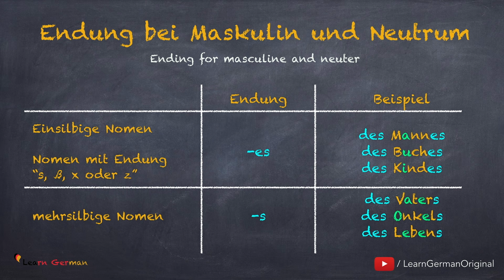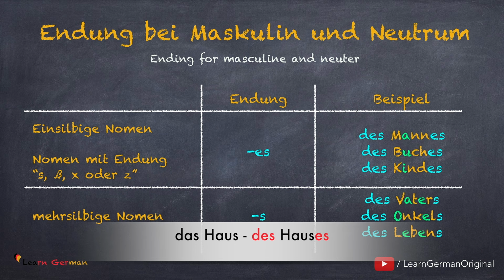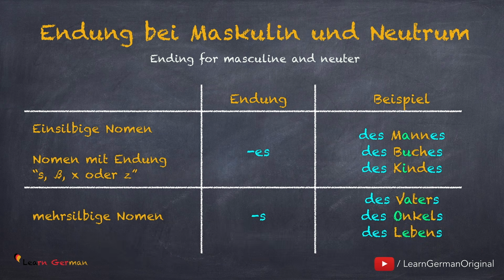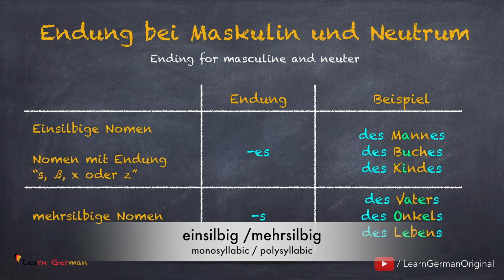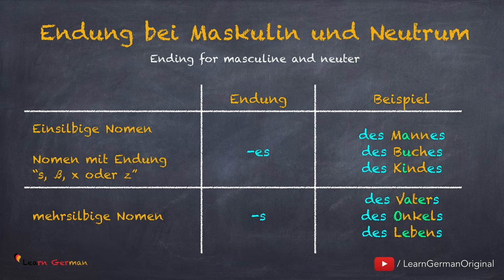If the noun is ending with s, sz, x or z, then also the noun will take es at the end. For example, das Haus in Genitiv will be des Hauses. When the noun is mehrsilbig, then it will just take an s at the end. For example, des Vaters, des Onkels, des Lebens.